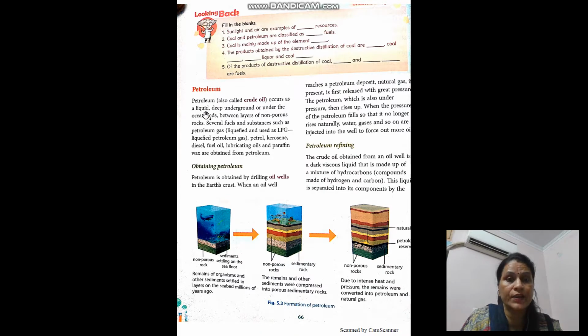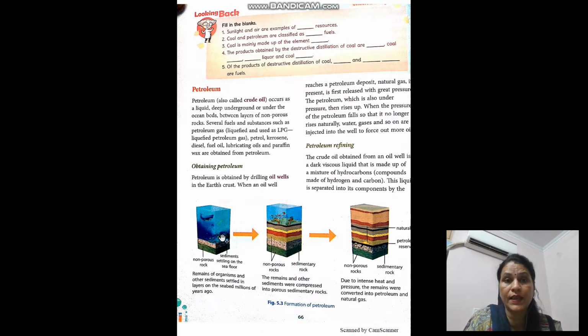Because it occurs as a liquid deep underground or under the ocean bed between the layers of non-porous rocks. Several fuels and substances such as petroleum gas, liquefied and used as LPG, liquefied petroleum gas, petrol, kerosene, diesel, all these are the products of crude oil. When we do the extraction, that is refining of the petroleum, then we get different types of products that we'll discuss in the next topic.